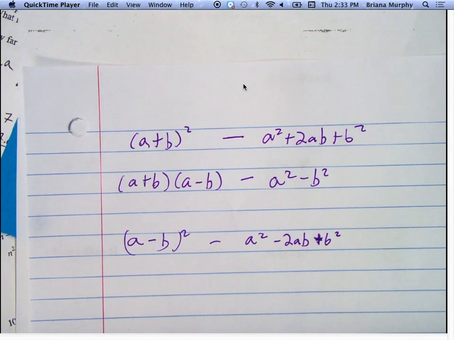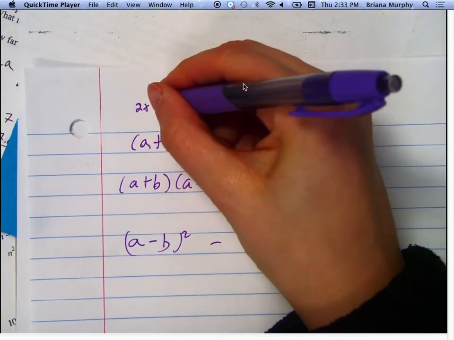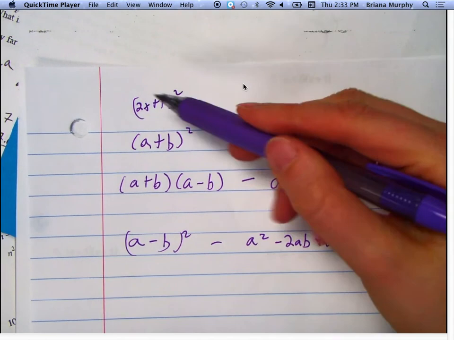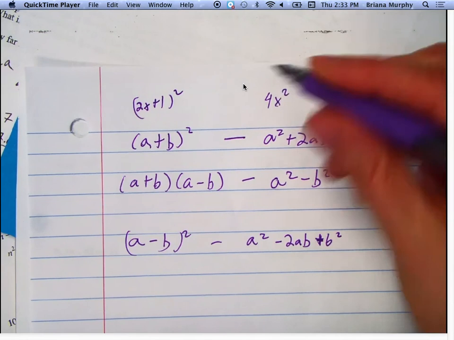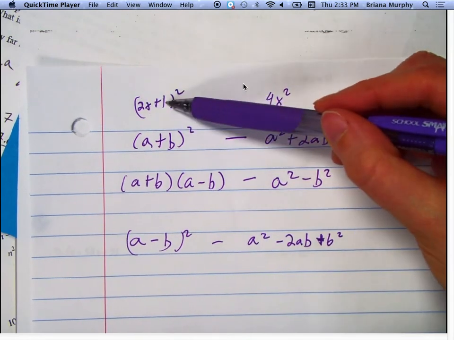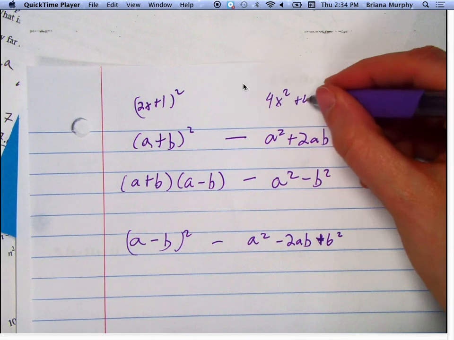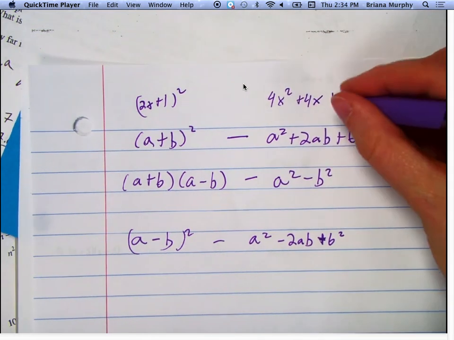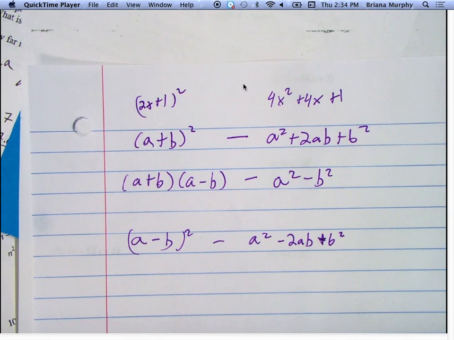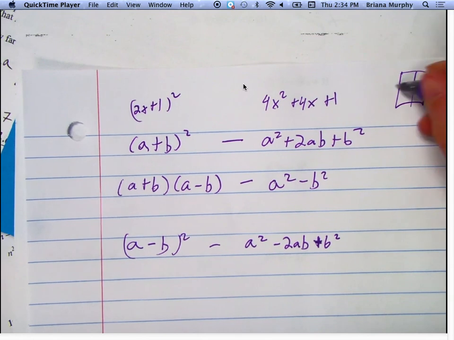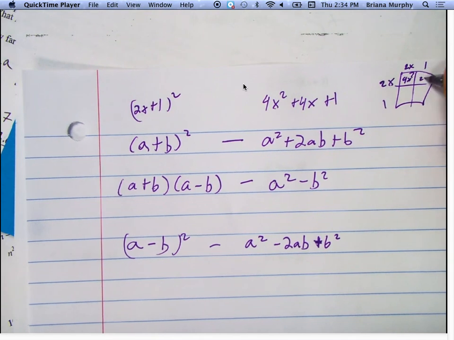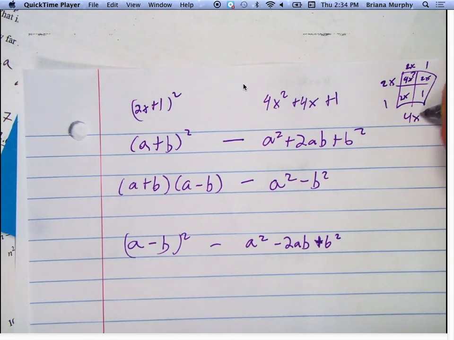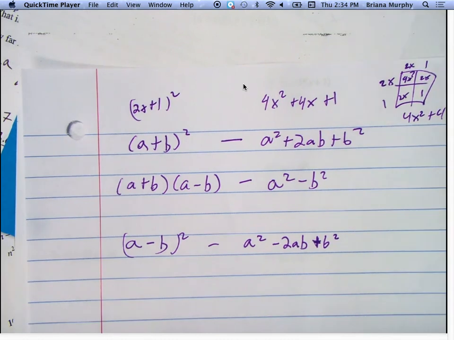Here's an example. If I have 2x plus 1 squared, 2x times 2x is 4x squared. 2x times 1 is 2x. 2x times 1 is 2x. 1 times 1 is 1. Or just make the box then. 2x and 1, 2x and 1: 4x squared plus 4x plus 1. I don't think they're that different.